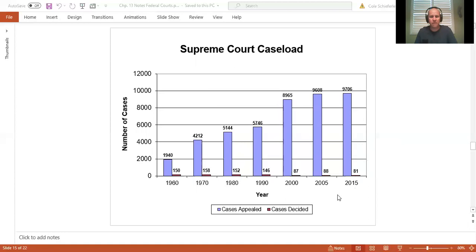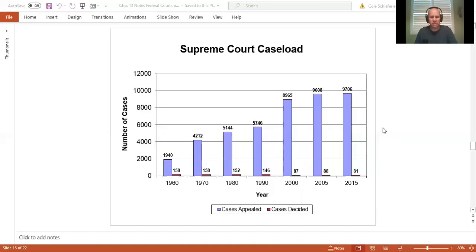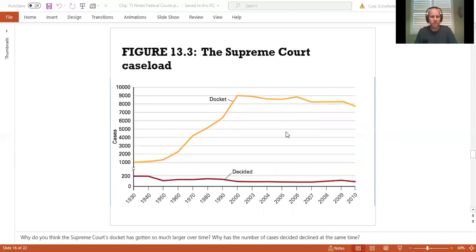Okay. So let's go ahead and talk about the Supreme Court. And this is showing you basically the bar graph version of the exact same one, the number of cases that get appealed and then the number of cases they actually decide upon.